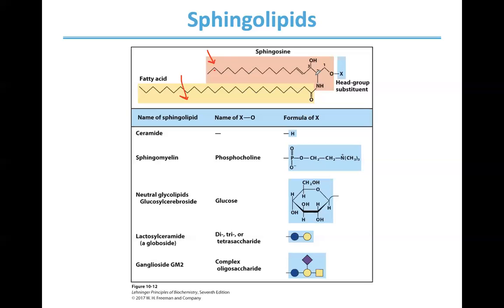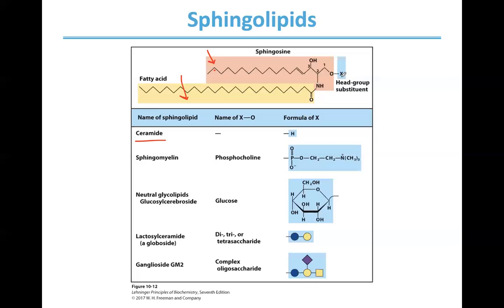And now if you add the fatty acid to the nitrogen of sphingosine, but you do not add any head group, then this type of lipid will be known as ceramide. Ceramide, which is basically where X is a hydrogen. Now we're going to start adding the head groups.